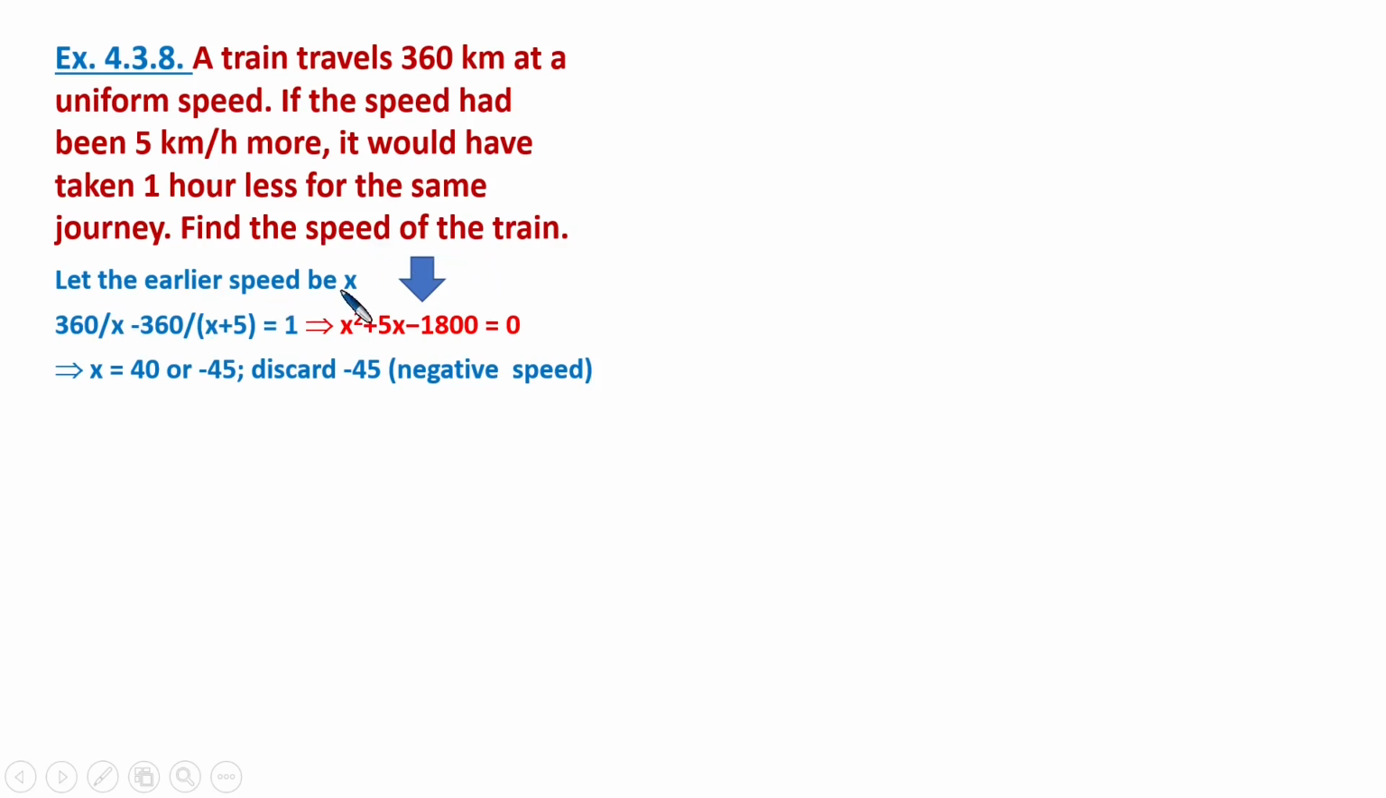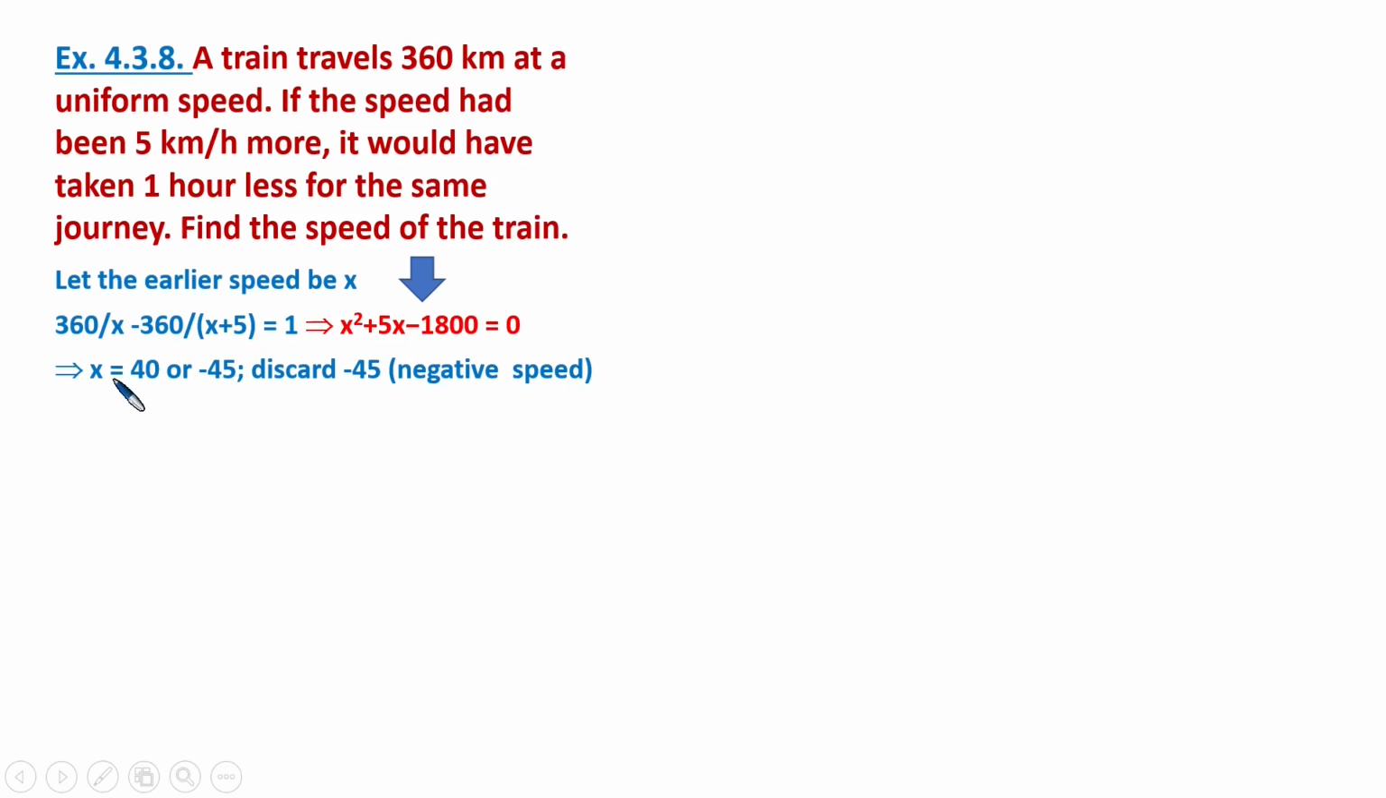Let the earlier speed be x. Distance is 360 and your speed is x, so 360 by x is your time. When it goes at a higher speed, that is 5 kilometers per hour more than the previous speed, for the same distance, the difference between them is 1 hour less. I can now simplify this and I get this form, and now you can solve it using the quadratic equation formula.